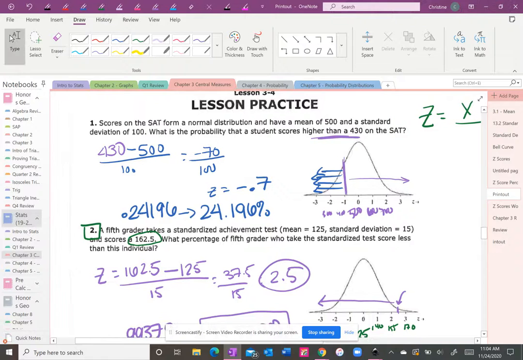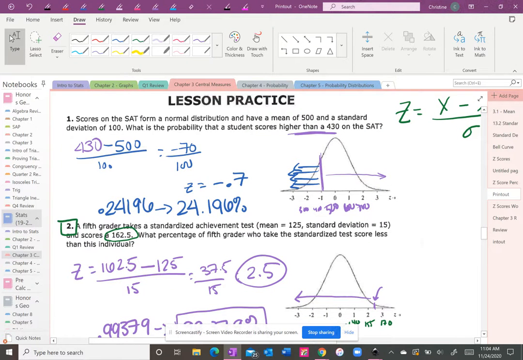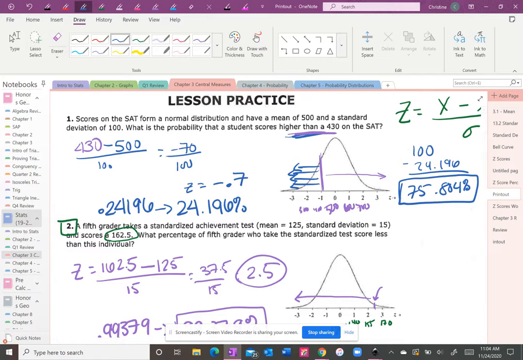So what percent would be scoring higher than 430? Well, the whole curve is 100%. So this is the extra step you have to do because it is more than: 100 minus 24.196, and you get 75.804%. So if it's greater than, higher than, more than, whatever, you have to do one more step.